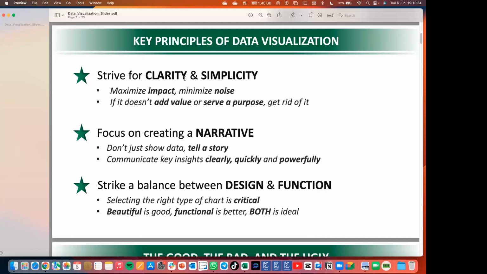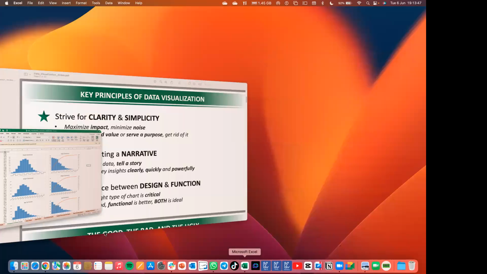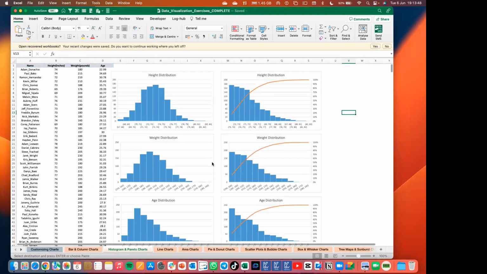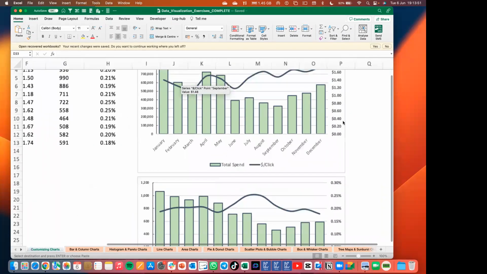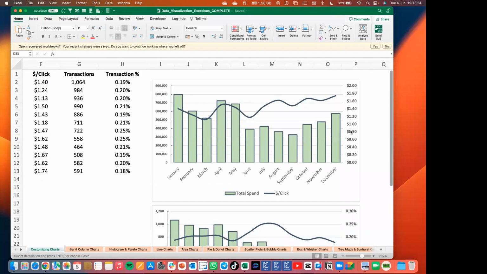Not everything can be entertained by any audience you're presenting to. So we strive for clarity and simplicity. You should maximize impact. The impact is, if I flash a chart like this, do you start picking out something?